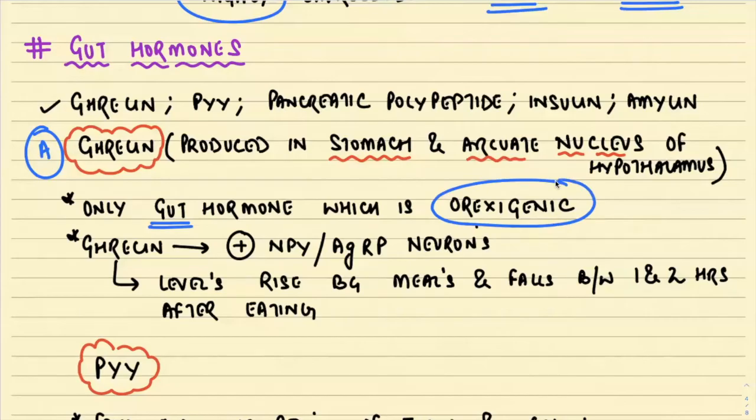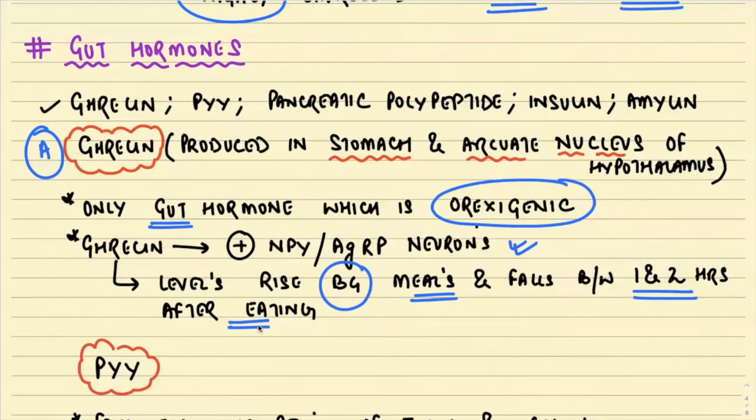Right. That is orexigenic. Now, how is it orexigenic? Ghrelin is basically stimulating the NPY-AGRP group of neurons. So basically that is going to stimulate food intake. We have already read about it. So the levels of ghrelin, they rise before meals and they fall between 1 to 2 hours after eating. Very, very important MCQ. Okay. Is this very clear to everyone?